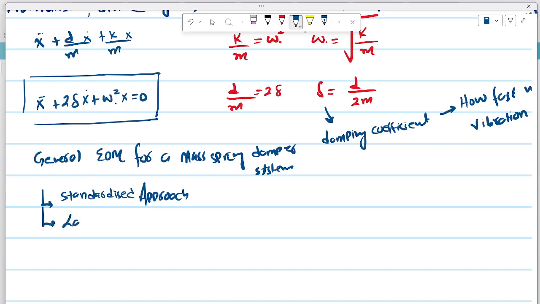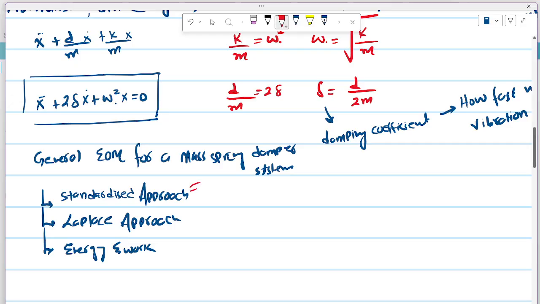There's a Laplace approach. We are going to be interested in these two. There are other approaches, the energy and work based approach, so there are other methods as well. Today we are going to look into the standardized approach, because we need some elaboration for the Laplace one. So that's a single degree of freedom, second order homogeneous equation.